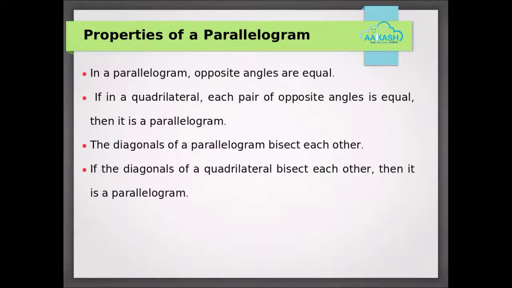In a parallelogram, opposite angles are equal. If in a quadrilateral each pair of opposite angles is equal, then it is a parallelogram. The diagonals of a parallelogram bisect each other. If the diagonals of a quadrilateral bisect each other, then it is a parallelogram.